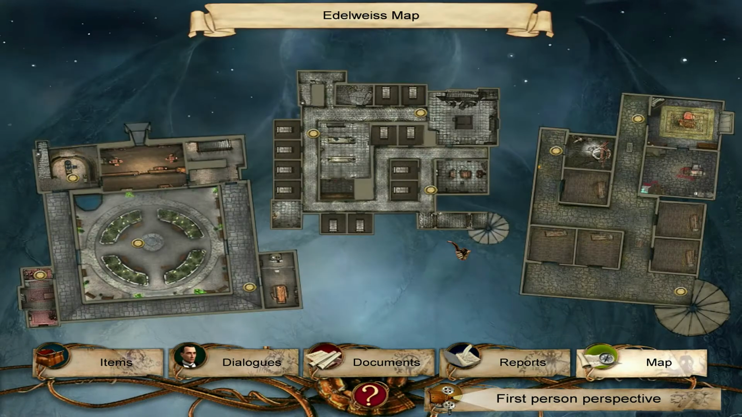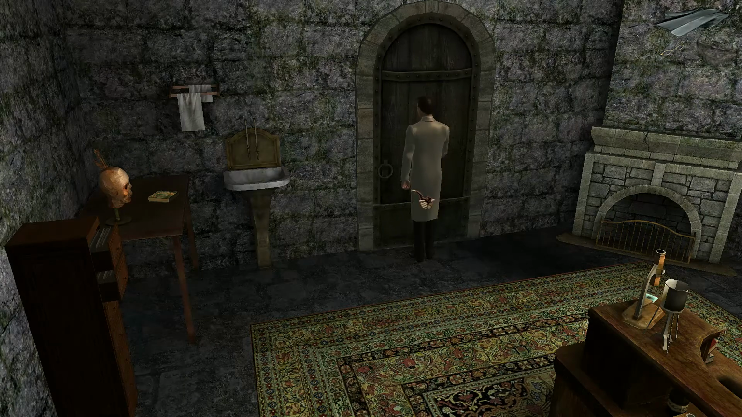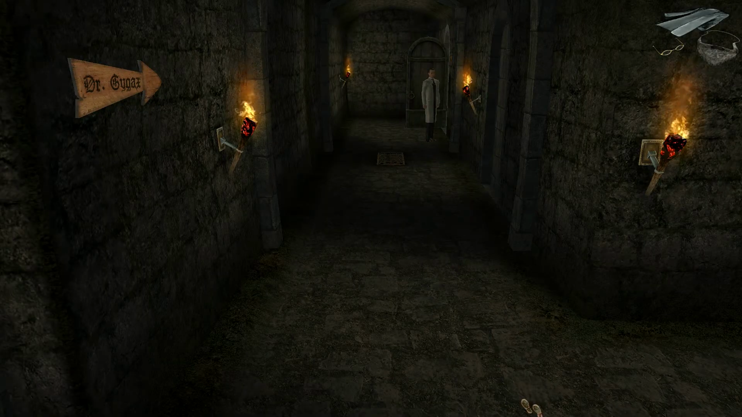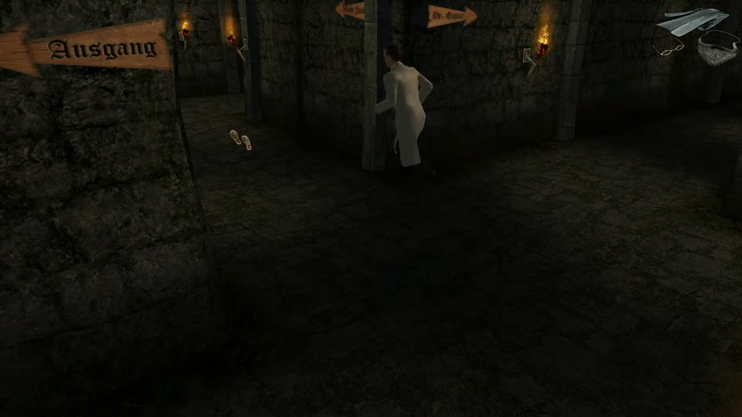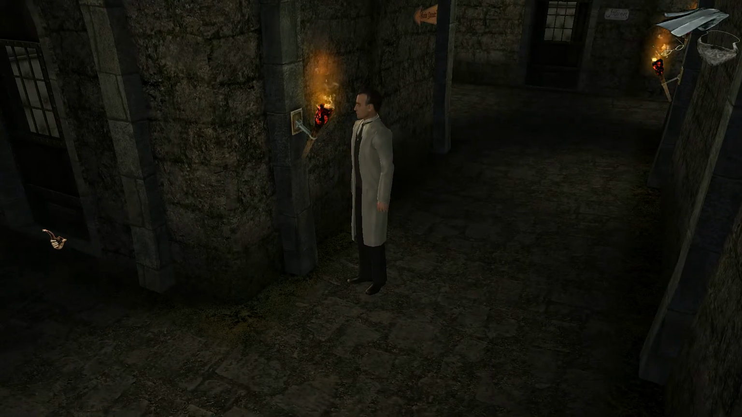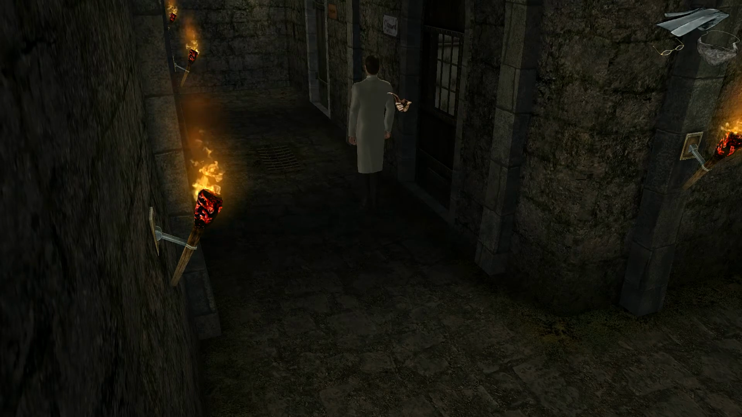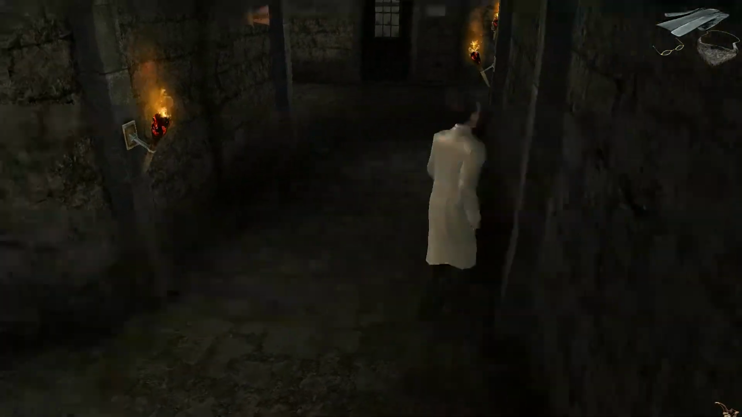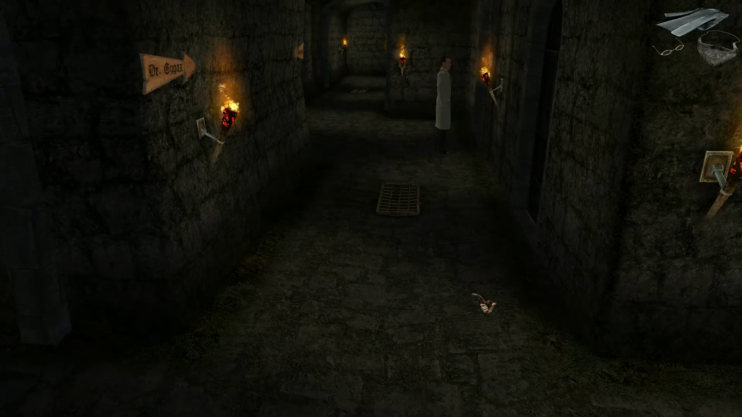Let's go to Wolf. Oh, I'm gonna have to go there the old-fashioned way. If I can remember which way to go. Is this not it? No, that's Sigmund, isn't it? Where's Wolf? It's not down there. Is it this way?